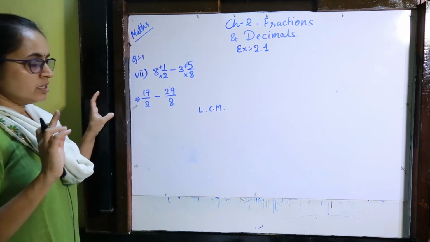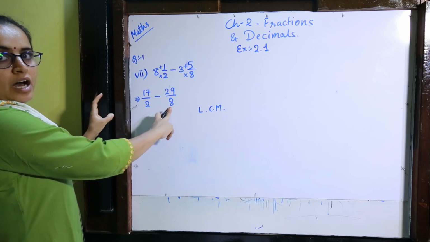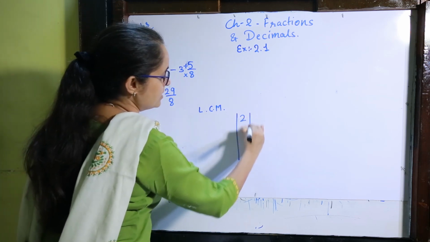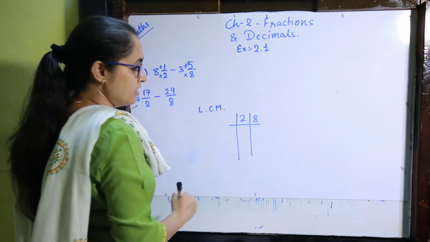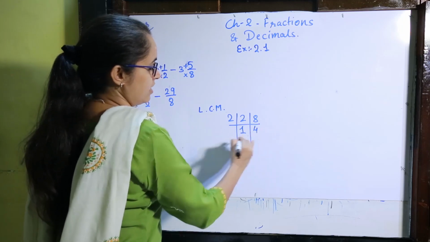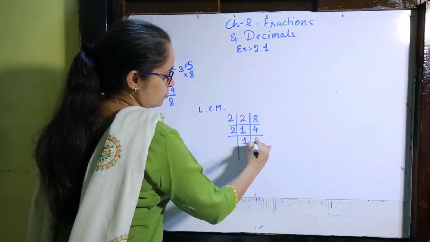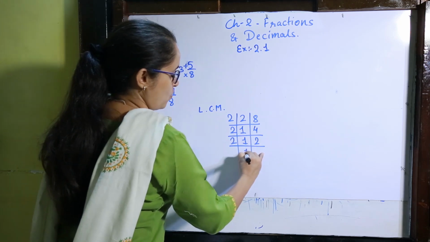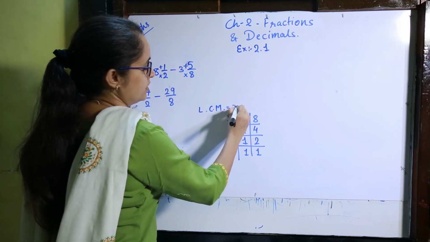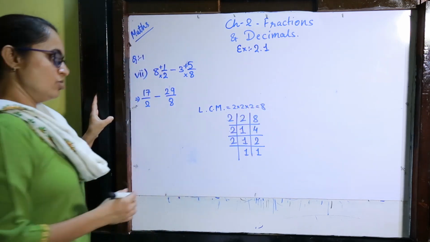Now here both the numbers are not prime numbers, and they are not consecutive numbers as well. So you have to find the LCM using the division method. 2 1s are 2, 2 4s are 8, 2 1s are 1 only, and 2 2s are 4, then 2, 1, 1. Now we have 2 multiplied by 2 multiplied by 2, which is equal to 8. So LCM is equal to 8 here.